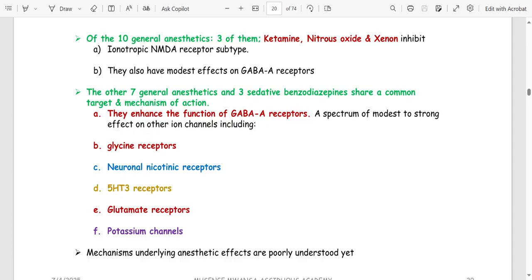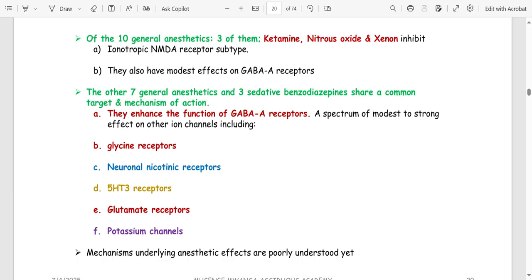Number 1, they are going to enhance the function of the GABA A receptor. Number 2, they will work on the glycine receptor. Number 3, the neuronal nicotinic receptor, and then the 5-HT3 receptor, which is serotonin, and then the glutamate receptor, and also potassium channels. So please remember that general anesthetics will actually work on potassium channels.